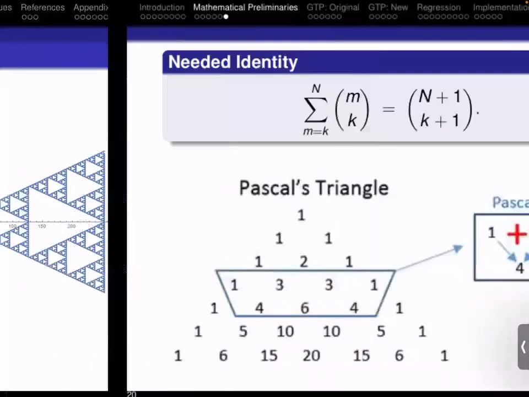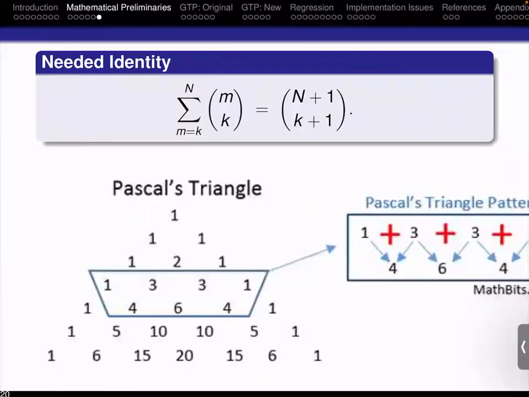All right, going back to summing along the diagonals, the formula is: the sum, as m goes from k to big N, of m choose k is N plus 1 choose k plus 1. This is what's responsible for the miracle of the German tank problem. This is why we can get a closed-form solution. One of the great challenges is just knowing what's out there.